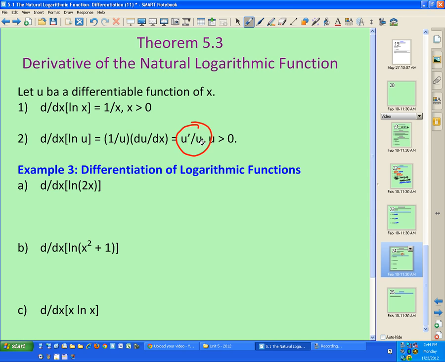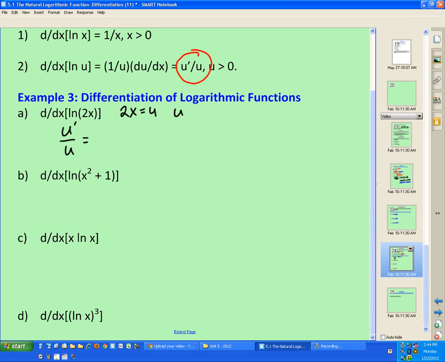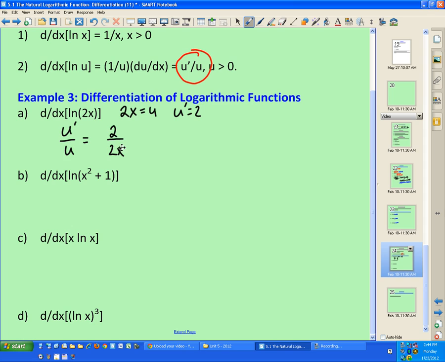So we're going to practice a couple of these. I've got 4 examples here. Just remember, if I'm asked to take the derivative, I'm looking for u prime over u. My u value in this case is 2x, so 2x equals u, and then u prime is going to be 2. So my final answer for this one is 2 over 2x, u prime over u, which is really equal to 1 over x. It just happened that we got back to where we started.